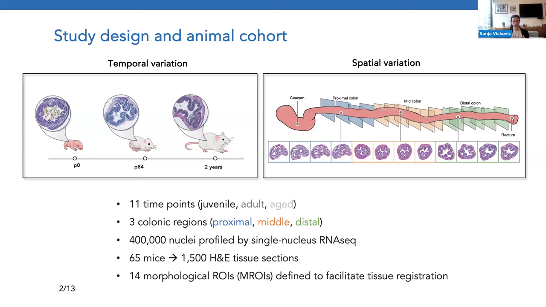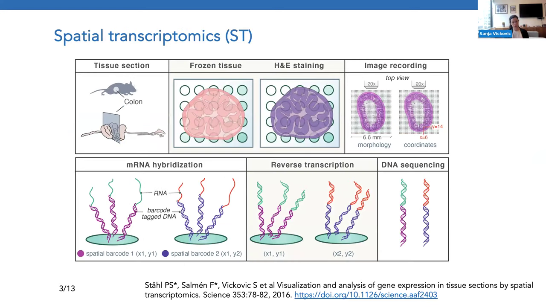However, we were lucky enough to, over the last 10 years, develop different technologies, not only to profile isolated nuclei and profile histology by themselves. We also developed a technology called spatial transcriptomics that many of you have heard of before. So ST, just to recap very briefly, enables us to connect histology, so H&E imaging, to RNA sequencing.